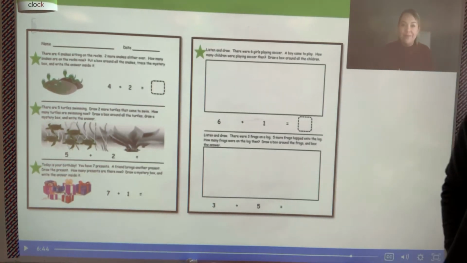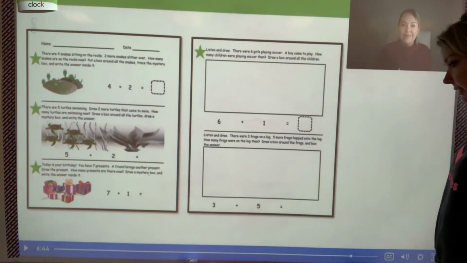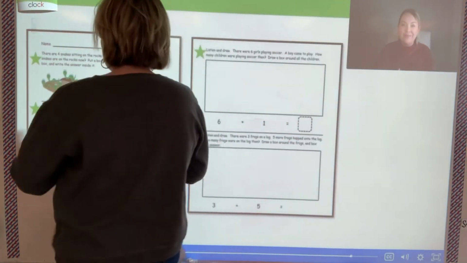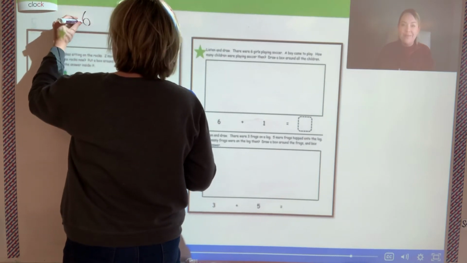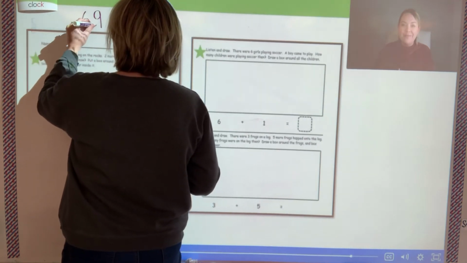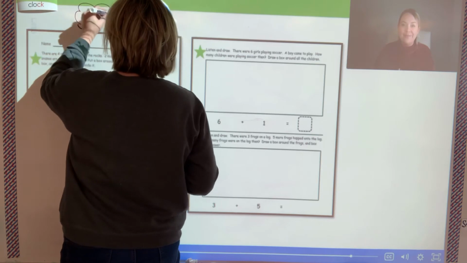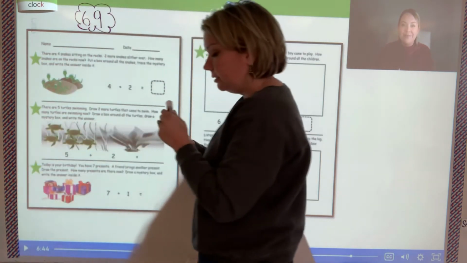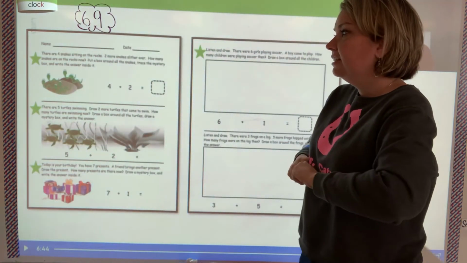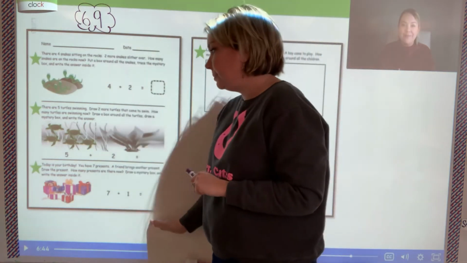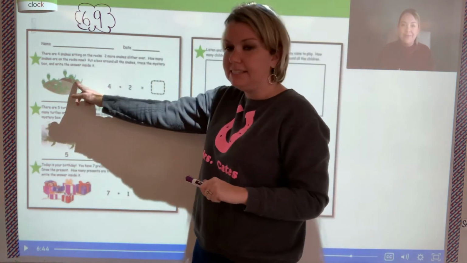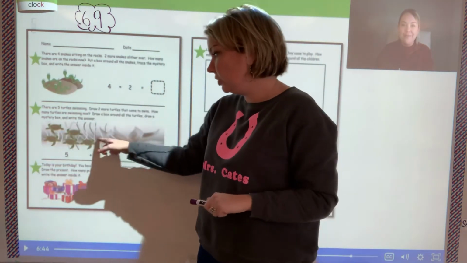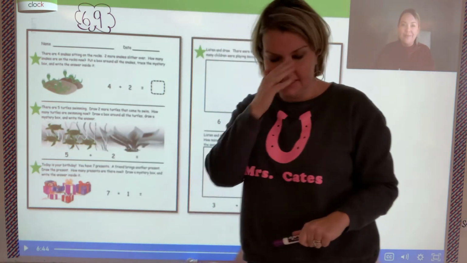Now, we're going to open up our book to page 69. I'll write that up here. And we're going to solve these. And I think we're going to do a great job with this because you guys are really understanding. So, look at all these story problems. I've got snakes, I have sea turtles, and I have presents.